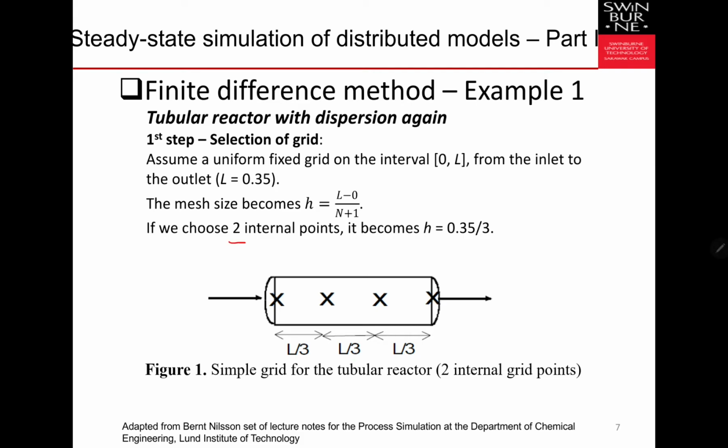Let's say we choose two internal points, and then we take a length of 0.35. That means our value of n will be 2, n equal 2. So we divide 0.35 by 3. Okay, so we have 1, 2, 3, 4, basically four points in here, with 2 internal points.